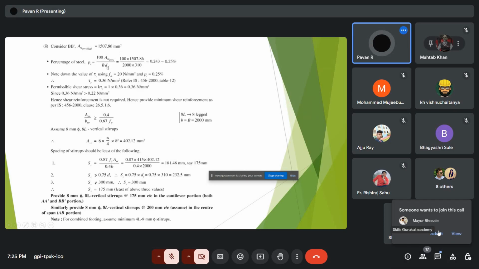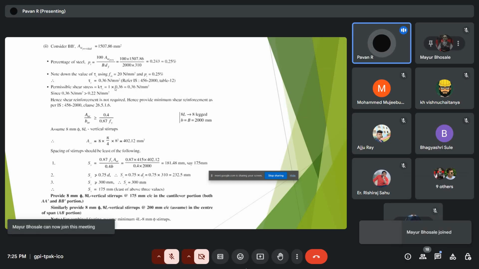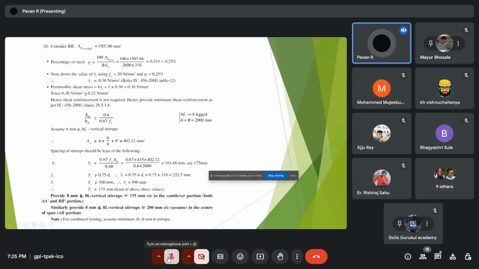507.86 millimeter square. So we can work out with the formula, and we can find that the tau c, that is shear strength offered by the concrete, is more than the nominal shear stress that is acting on the footing. So we do not require to provide shear reinforcement, but we should provide a minimum shear reinforcement as per the IS 456 2000 clause number 26.5.1.6.